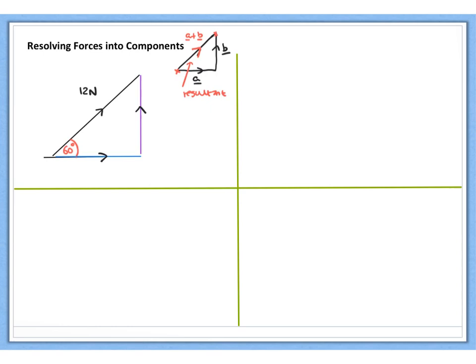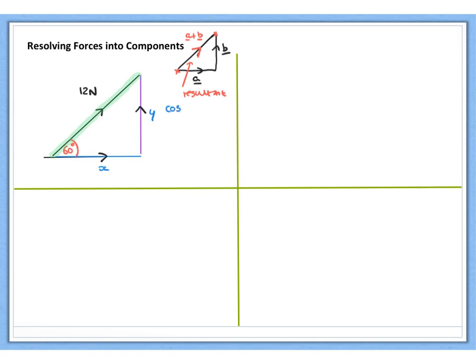We're doing the opposite of that. It's like we're taking the resultant vector, this 12 Newton force, and we're splitting it up or breaking it down into its individual components. I'm going to call these components X and Y, and we're going to use some very basic Key Stage 3 level trigonometry to find out what they are.